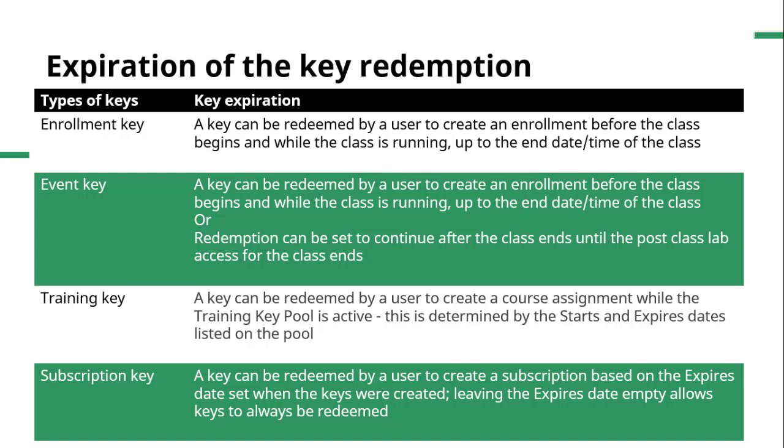The event training key has 2 time periods it can be redeemed within. It can be redeemed the same way as the enrollment key, where it can be redeemed as soon as the user has it, through when the class is started, all the way while the class is running, up until the end date and time of the class. Or you can have the redemption continue after the class ends, all the way through the post-class lab access for the class, which is normally 180 days. Let's take a look at where you set that.